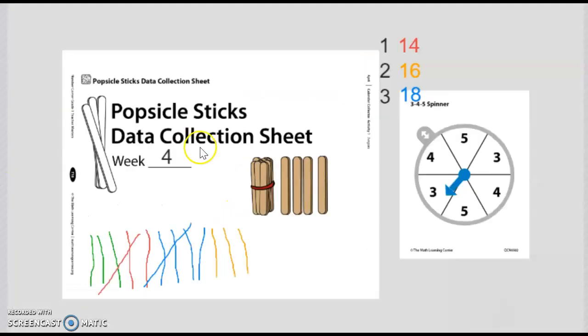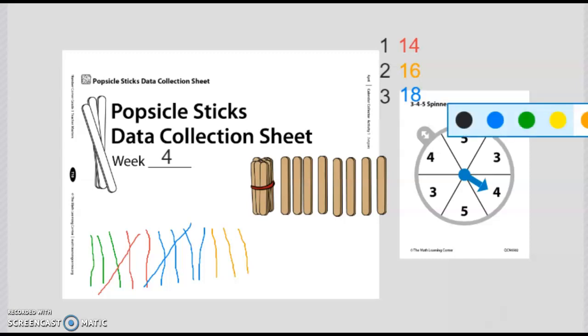Let's collect some popsicle sticks today. Let's see how many we'll get. 4. 1, 2, 3, 4. Okay, let's add 4 tallies. What color should we use? We used green, we used orange, we'll just use black because otherwise the yellow is very hard to see.